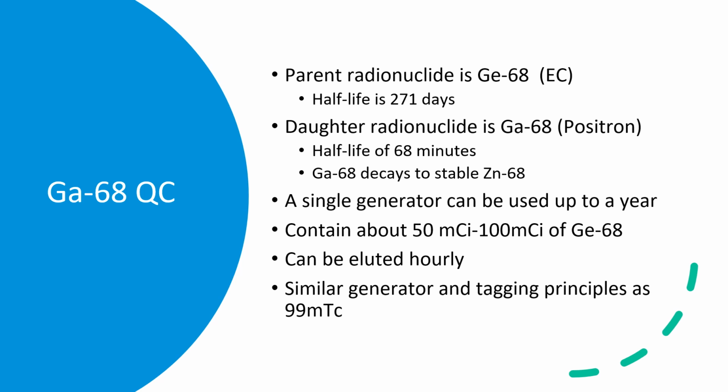A single generator can be used for up to a year, and it contains about 50 to 100 millicuries of germanium-68. It can be eluted hourly, and it has similar generator and tagging principles to 99m technetium, which makes it very favorable for PET imaging.